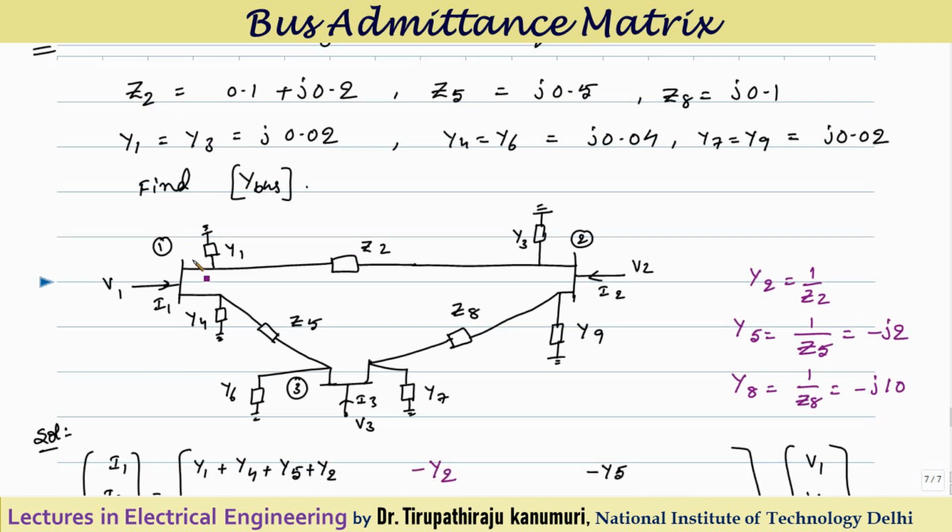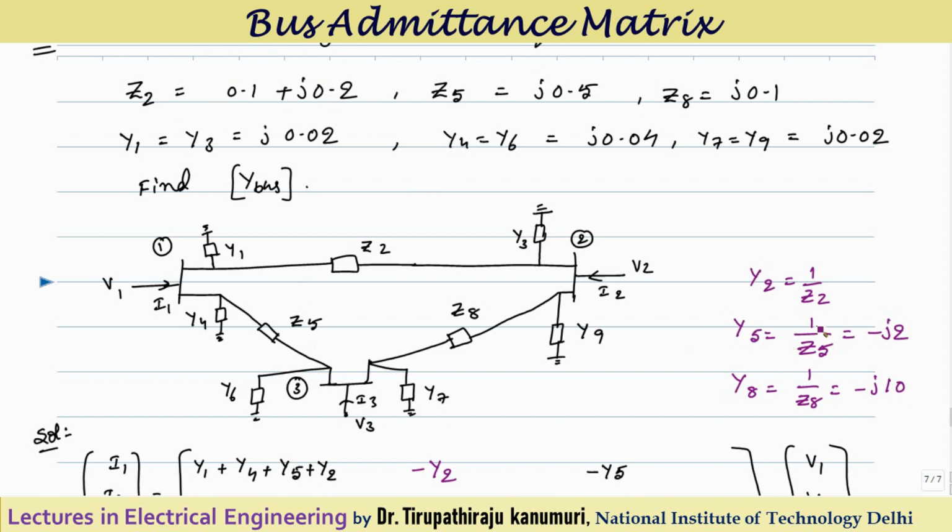So you can see for calculating the Y bus, I need only the Y elements, but here Z are given. I have to convert this Z to corresponding Y. How to convert? We know that Y is equal to 1 by Z. So Y2 is equal to 1 by Z2. So let us calculate it later on.